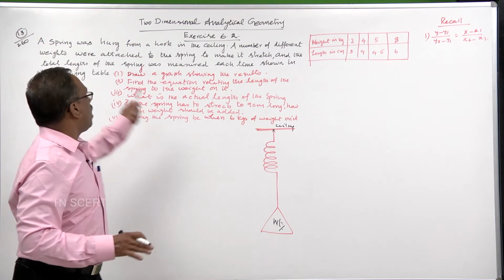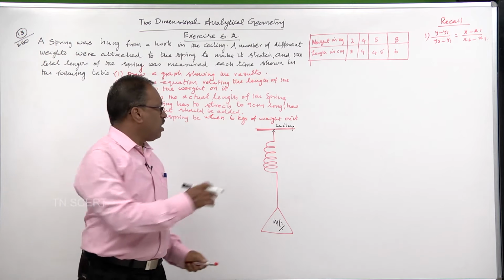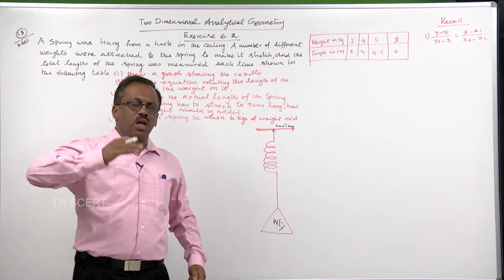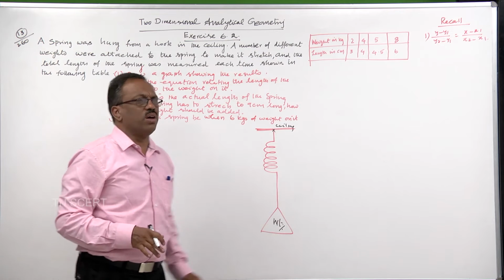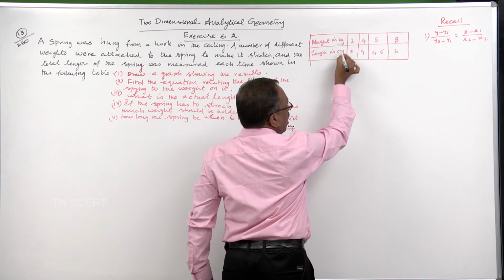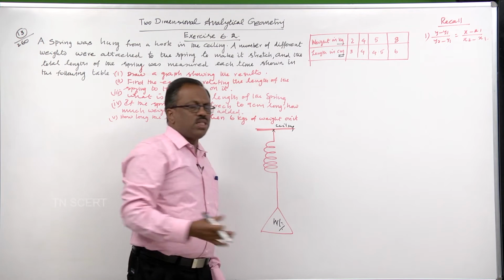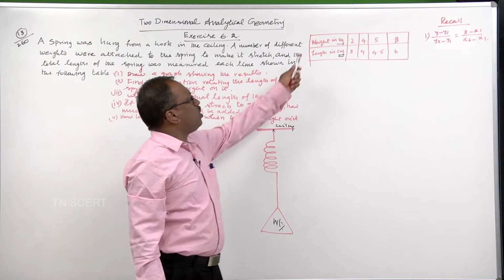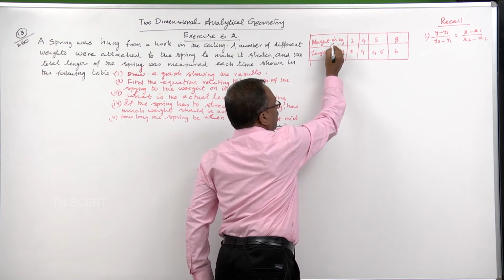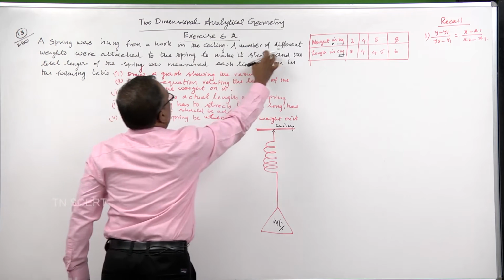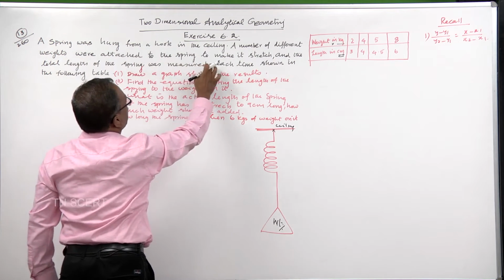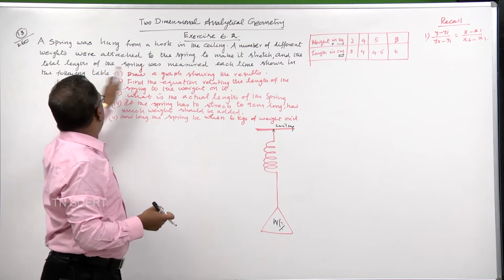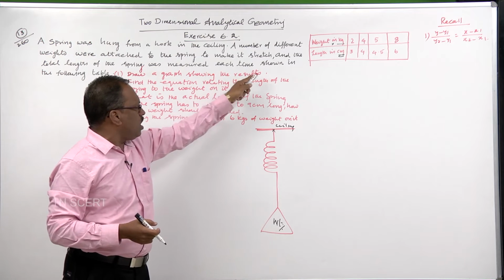The first line: a spring was hung from a hook in the ceiling. This is the ceiling, this is the weight, this is the spring, this is the length. Depending on the weight, the length will also vary. The weight is in kgs and the length in centimeters. So I take the weight as x. A number of different weights were attached to the spring to make it stretch, and the total length of the spring was measured each time.